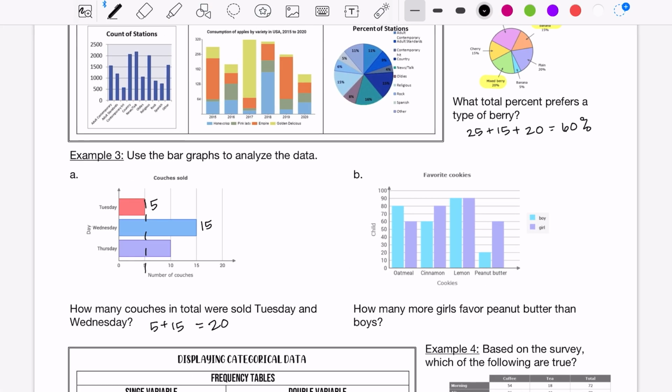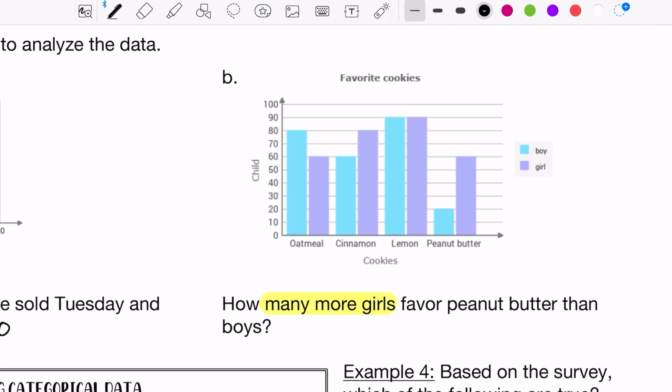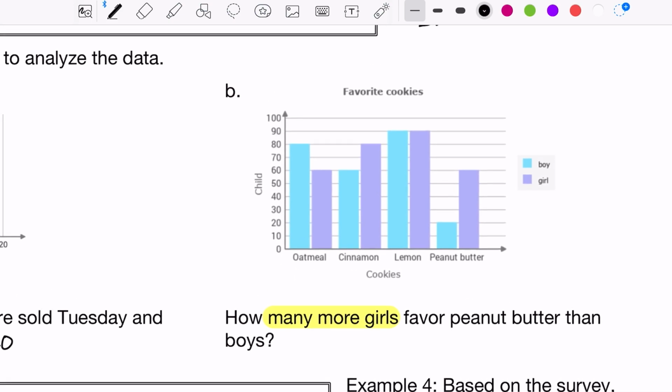Favorite cookies. So for this one right here, it says how many more girls, so make sure you read that carefully, prefer peanut butter than boys. So right here, there's 20, and then this right here is 60. So it says how many more girls, so what's the difference? So that's going to be 60 minus 20, which equals 40.